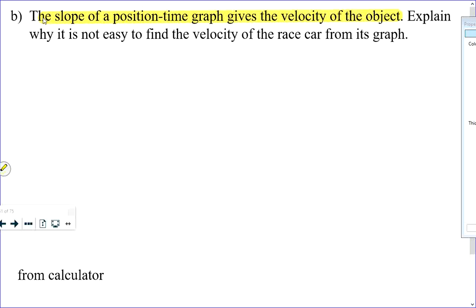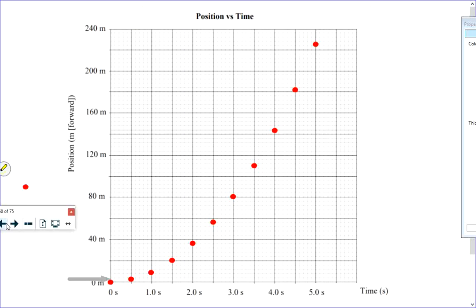Why can we not use that graph, or why doesn't it even make sense to say, what is the velocity of the race car? It's not in uniform motion. So the velocity is changing. All the time it's changing. So the velocity at 1 second is different than the velocity at 4 seconds. And by the way, the velocity at 1 second cannot be found by taking the displacement at 1 and dividing by 1 second. It doesn't work that way.